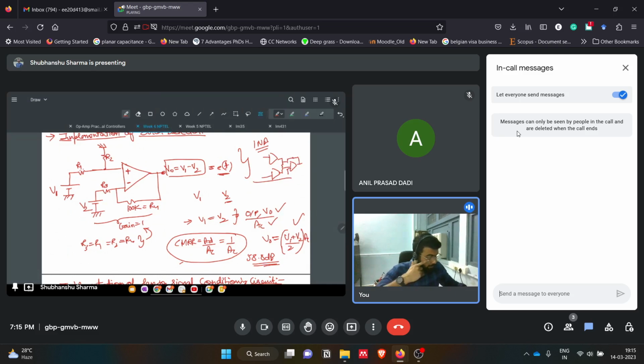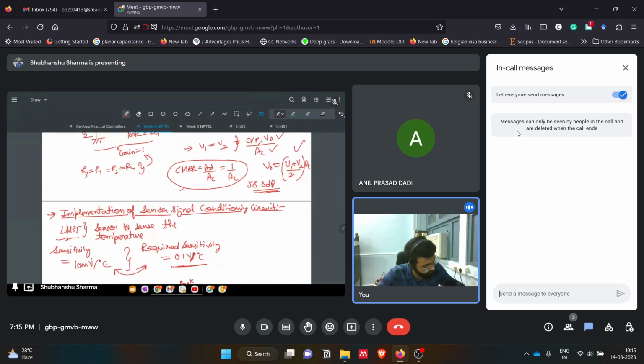The problem is that the INA is a little costly. But what is the advantage of INA? It provides high CMRR. If the budget is there, then we can go for INA, because it has high CMRR, that is, the common mode rejection ratio is good. And another important thing is that it can avoid the loading effect.